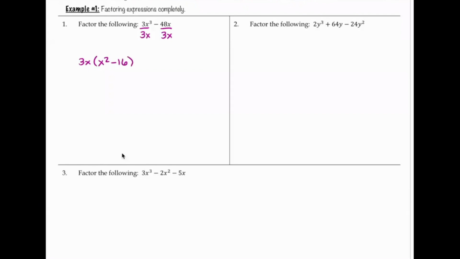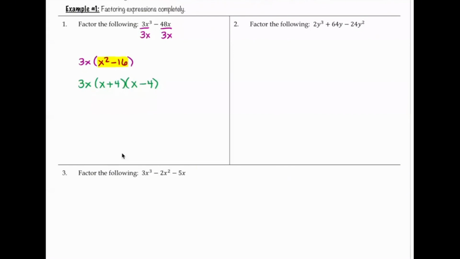Now here in the parentheses, we can keep going. This is a difference of perfect squares. So we're going to take that GCF, bring it along, and we are going to factor that difference of perfect squares as x plus 4 times x minus 4. And there are my factors. I have three factors here.